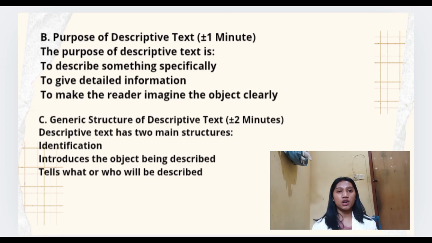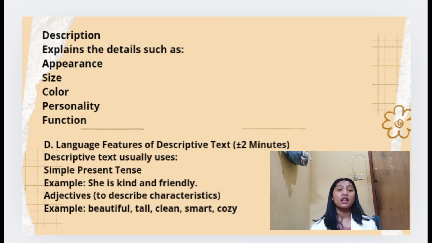And next is the general structure of descriptive text. Descriptive text has two main structures. The first is identification. It introduces the object being described, telling what or who will be described. And the second is description. It explains details such as, first, appearance, second, size, third, color, fourth, personality, and fifth, function. This general structure helps organize ideas clearly. Identification introduces the topic, while description gives detailed information, so the text becomes systematic and easy to understand.